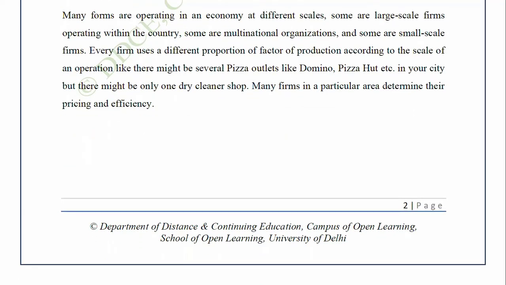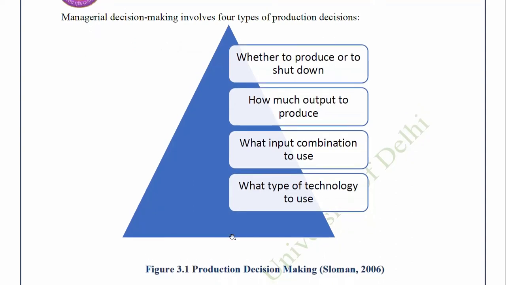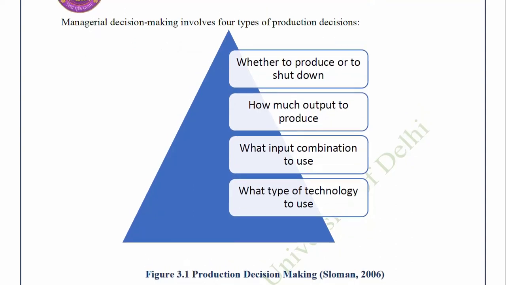Many firms are operating in an economy at different scales. Some are large-scale firms operating within the country, some are multinational organizations, and some are small-scale firms. Every firm uses a different proportion of factors of production according to the scale of an operation, like there might be several pizza outlets like Domino's, Pizza Hut, etc. in your city, but there might be only one dry cleaner shop. Many firms in a particular area determine their pricing and efficiency. Figure 3.1 shows the production decision making.